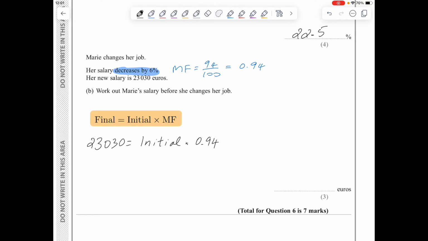Let's rearrange this one. So the initial one will be the final one divided by the multiplier, which is 0.94. Put this on the calculator and you'll get 24,500 euros.